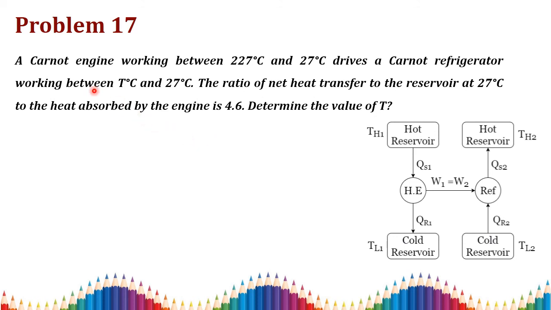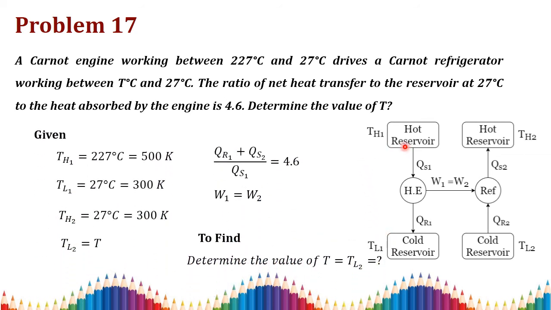Problem number 17. A Carnot engine working between 227 degree Celsius and 27 degree Celsius drives a Carnot refrigerator working between a temperature T degree Celsius and 27 degree Celsius. See here, this is somewhat a tricky problem. A Carnot heat engine is working between these two temperatures. The heat engine temperatures are given: the hot reservoir temperature and the cold reservoir temperature. That is, TH1 is equal to 227 degree Celsius and TL1 is 27 degree Celsius, which drives a Carnot refrigerator.